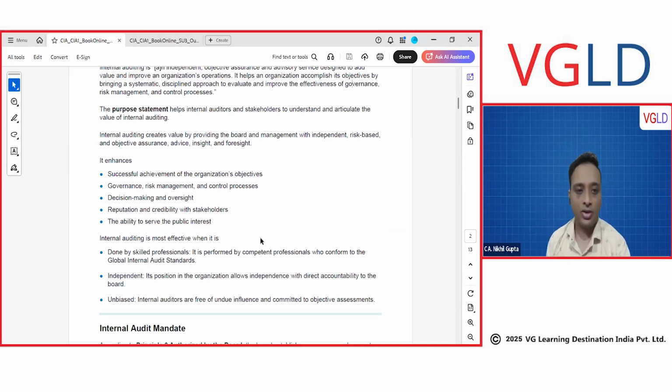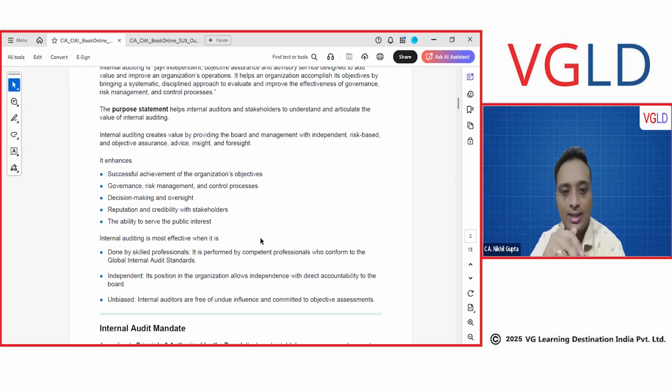Let's first discuss the first point, which is successful achievement of the organization's objectives. When the internal auditor is independent and performing risk-based audits, whatever long-term plan, vision, or mission statement the organization comes up with, we evaluate it and identify the gaps. When the gaps are filled, it ultimately leads to the organization achieving its objectives.